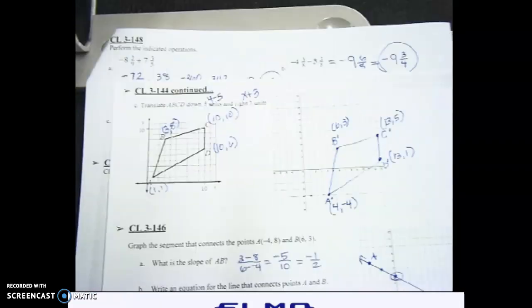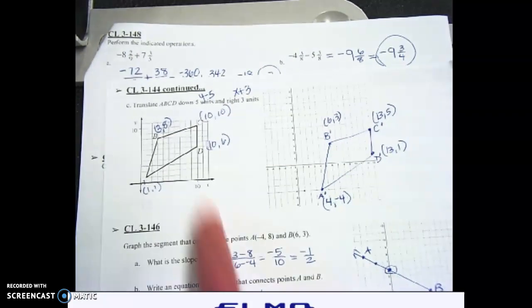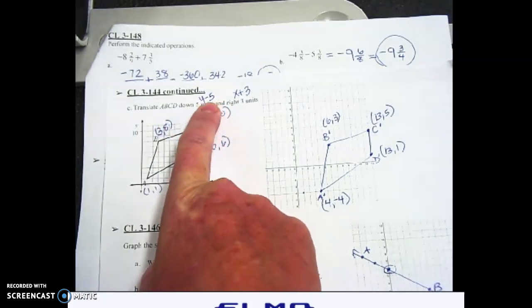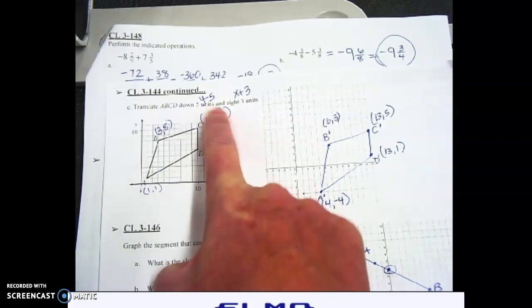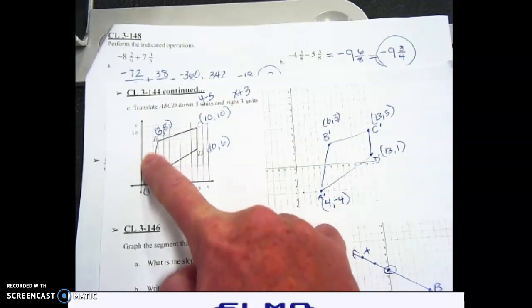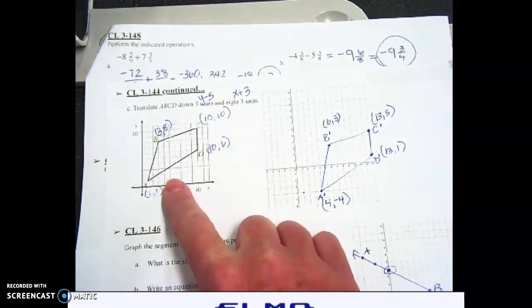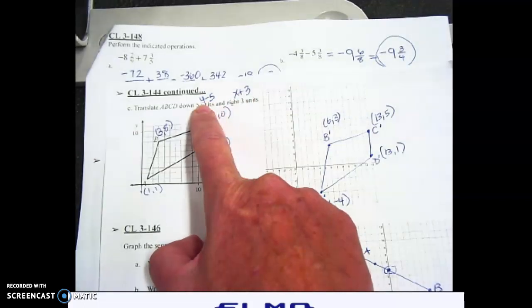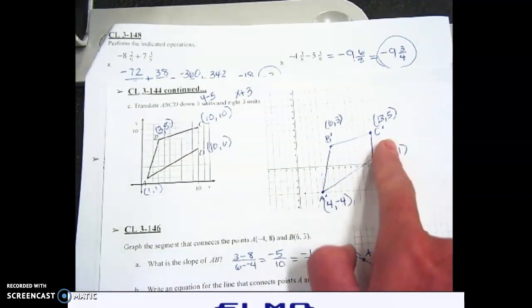At the top, question 44 says to translate the figure down 4 units, which is a change in the Y value, and to go to the right 3 units, which is a change in the X value. So if you found the location of each of them, you could simply add 3 to your X and subtract 5 from your Y and plot the new points.